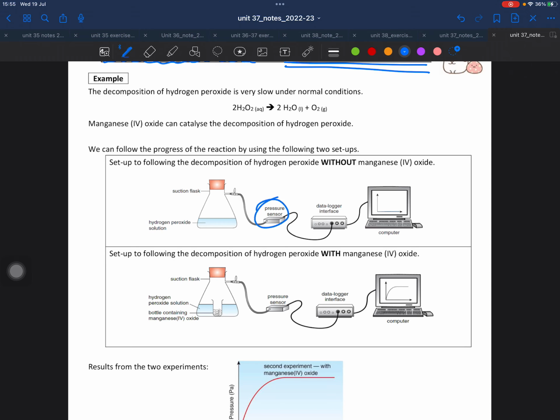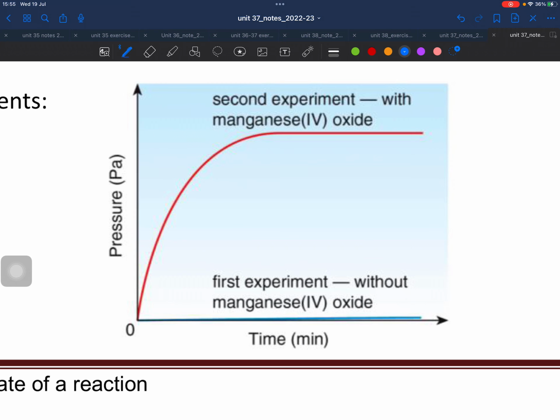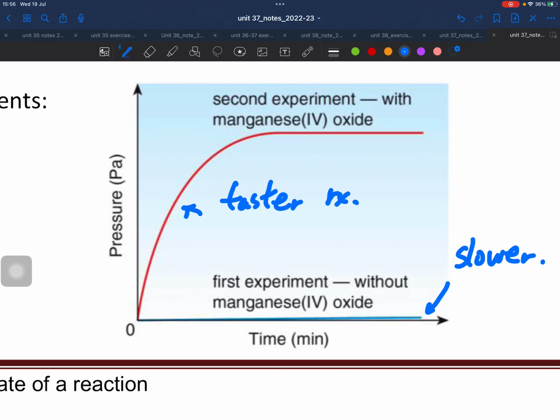We measure the change of pressure with a pressure sensor and data logger. Step 1 without catalyst. Step 2 with catalyst. So the result will be like this. With catalyst, wow, the reaction is faster. Okay, so what about the first experiment here? So here is slower.